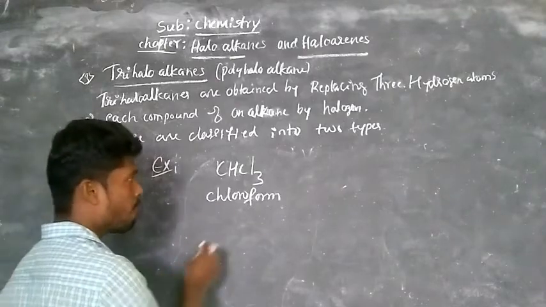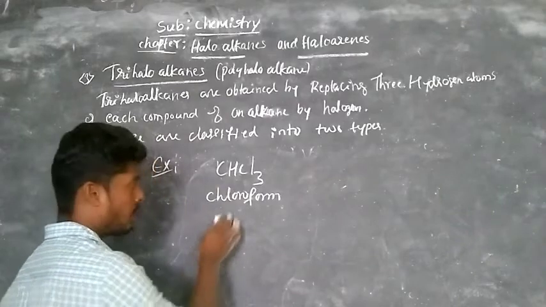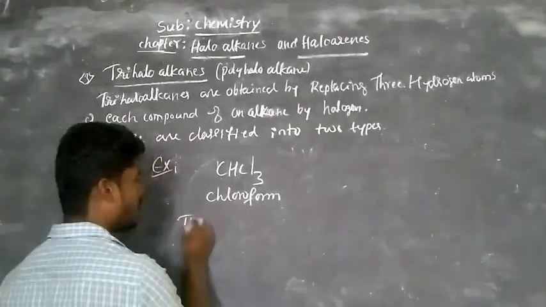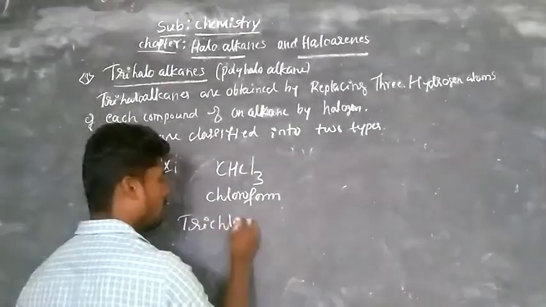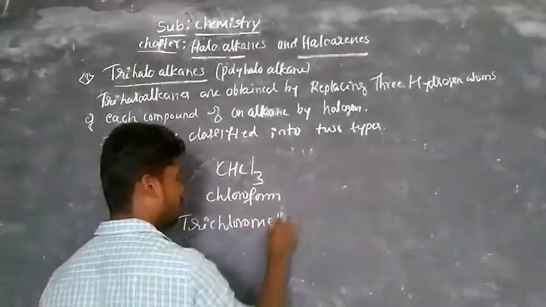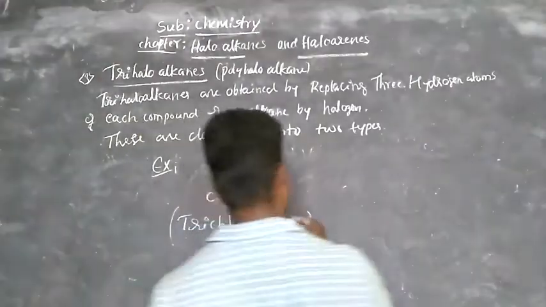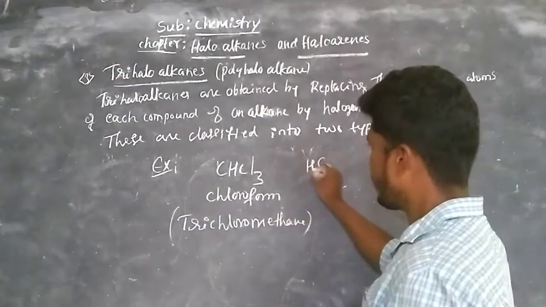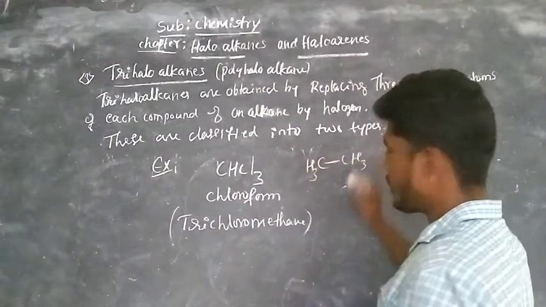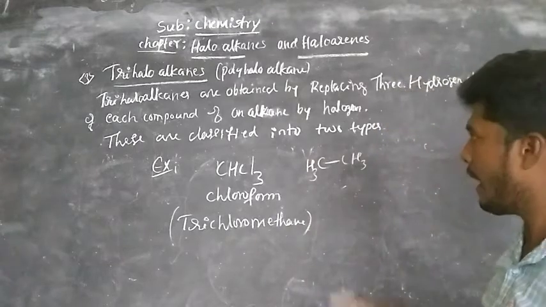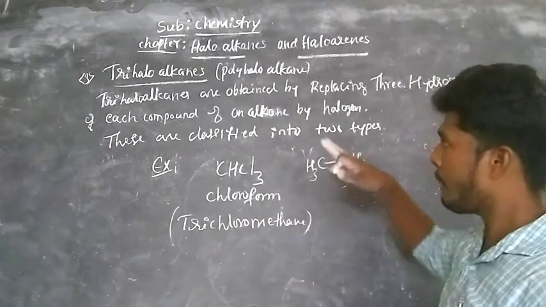Now its common name is chloroform and IUPAC name is trichloromethane. Okay. Similarly, observe ethane, CH3 and CH3. This is ethane. So replace three hydrogens by adding chlorine.